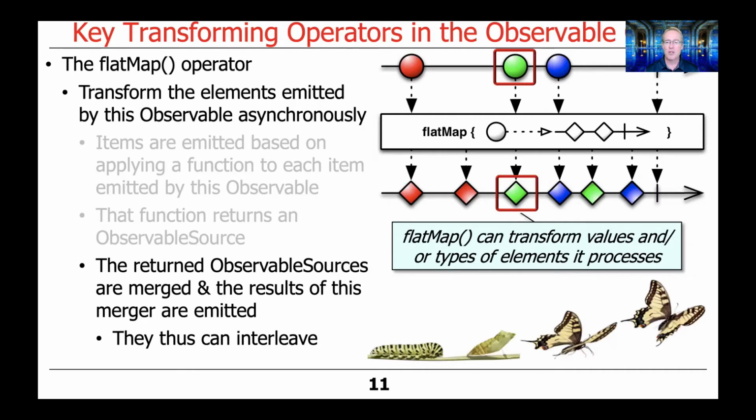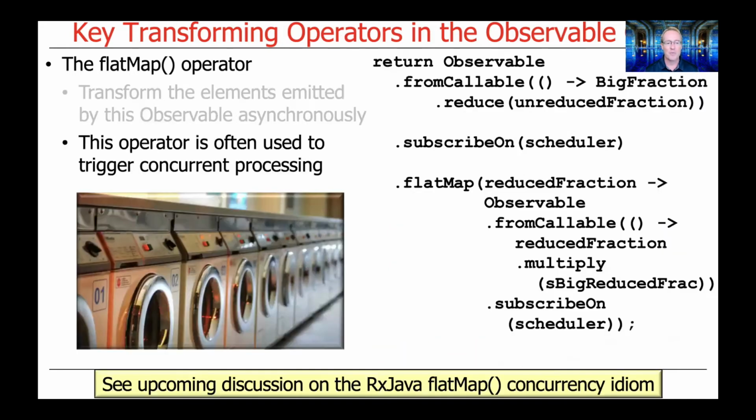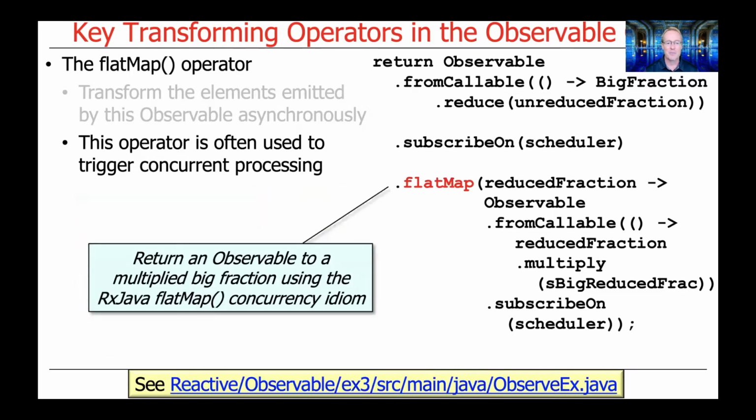Moreover, flatMap can transform the values and/or the types of the elements that it processes. So it's very powerful. The flatMap operator is often used to trigger concurrent processing, and we'll talk more about this shortly, a little bit later in the lesson. Here's an example which we'll take a look at when we get to the case study at the end of this lesson that shows how flatMap can be used to return an observable to a multiplied big fraction using the RxJava flatMap concurrency idiom. And you'll see this is a pretty cool technique.